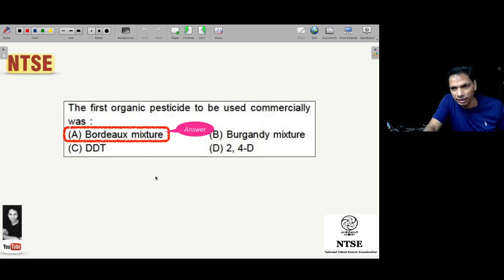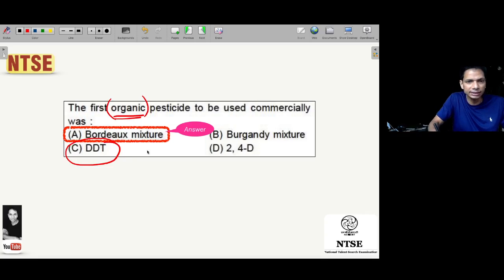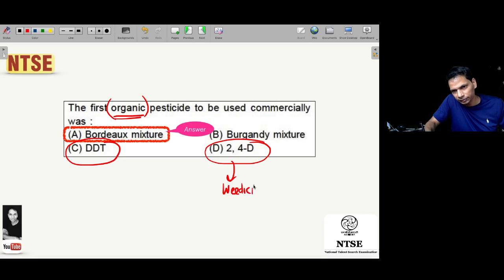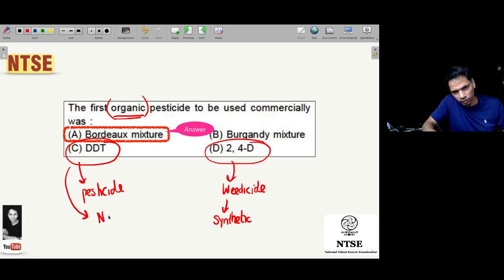Bordeaux mixture was used by farmers. It's very simple to prepare. DDT cannot be organic; they're asking for organic. DDT is synthetic, and 2,4-D, which is a weedicide, is also synthetic. It is industrially made, and DDT is basically a pesticide, but it is non-biodegradable. That means it is synthetic, not organic. So, Bordeaux mixture.